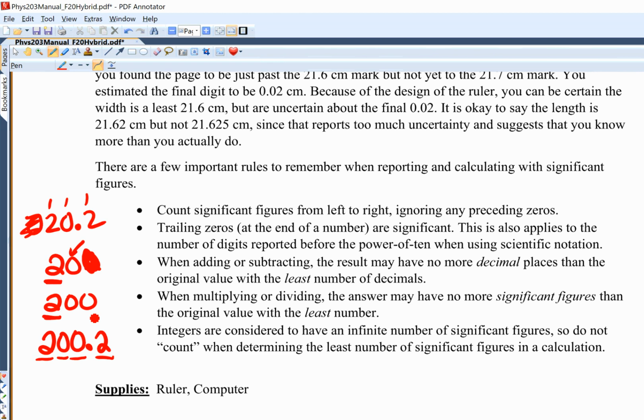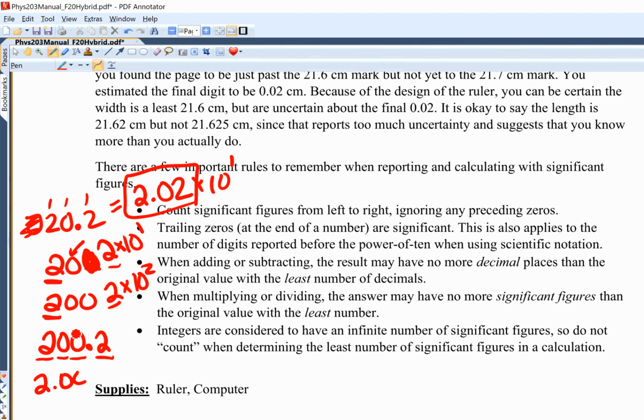Okay, so what you want to do, I think the easiest way to deal with significant figures is to write values in scientific notation. When you write numbers in scientific notation, like for example 2.02 times 10 to the 1, all of these digits are significant. Whereas this, I would just say 2 times 10 to the 1. Or here, 2 times 10 to the 2. And here I only have one significant figure. Whereas down here I would say 2.002 times 10 to the 2. And here all 4 of those are significant.